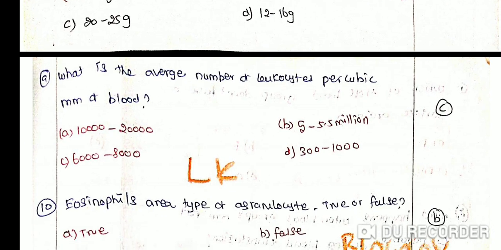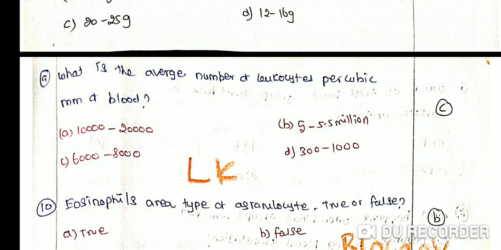What is the average number of leukocytes per cubic mm of blood? Option A 10,000 to 20,000, option B 5 to 5.5 million, option C 6,000 to 8,000, option D 300 to 1,000. The correct answer is option C, 6,000 to 8,000. The formed elements of blood are erythrocytes or red blood cells, leucocytes or white blood cells, and thrombocytes or platelets. The average number of leukocytes per cubic mm of blood is 6,000 to 8,000.